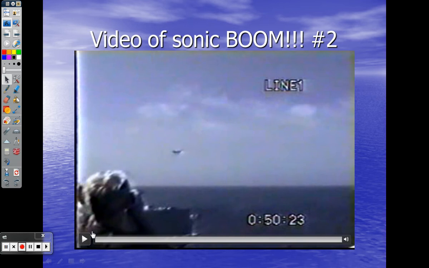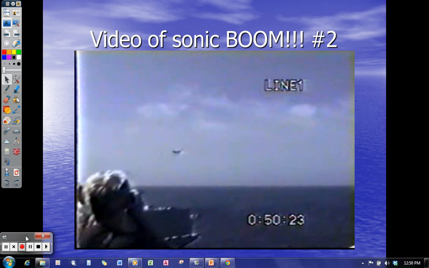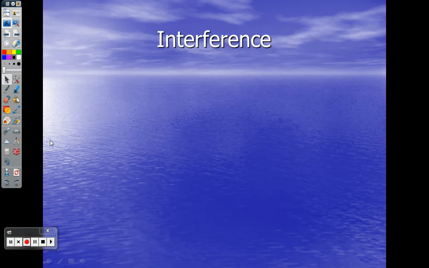Why does the cone form? Because of the pressure. It's a cloud. It forms a cloud. All right, so moving on to interference.